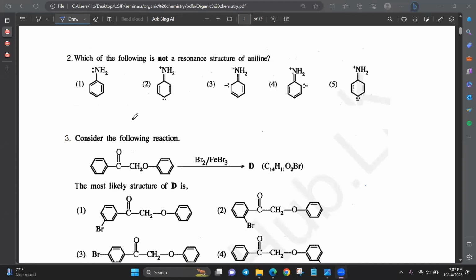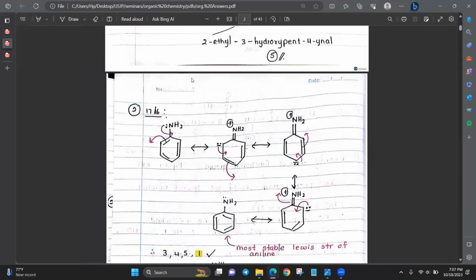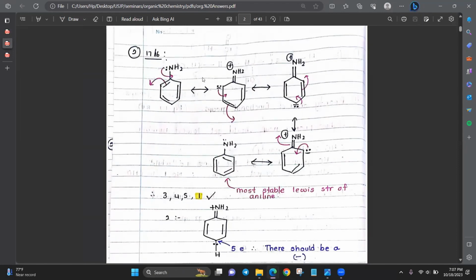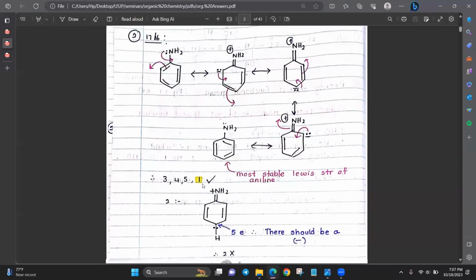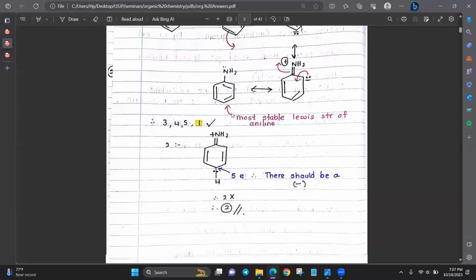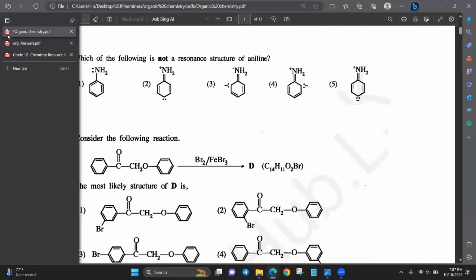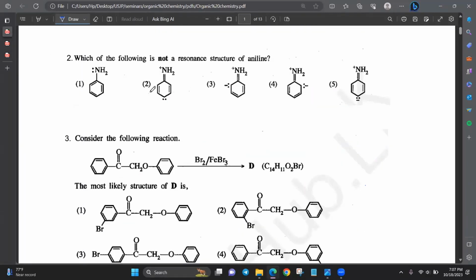Which of the following is not a resonance structure of aniline? Aniline means this is the molecule. Now we are going to draw the resonance structures for aniline. I'm sure you are all familiar with drawing resonance structures by now. This is how the resonance goes in aniline. This structure is the most stable Lewis structure of aniline. So, according to this, 3, 4, 5, and 1 are correct resonance structures.